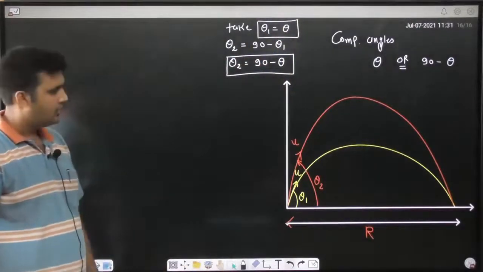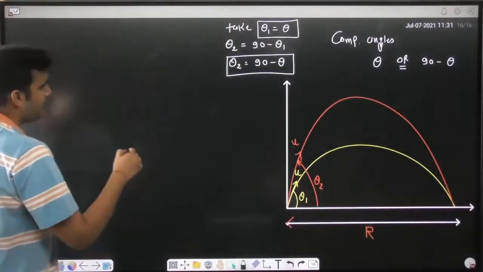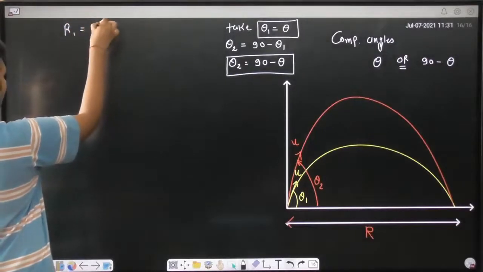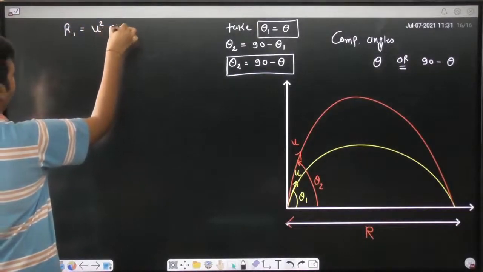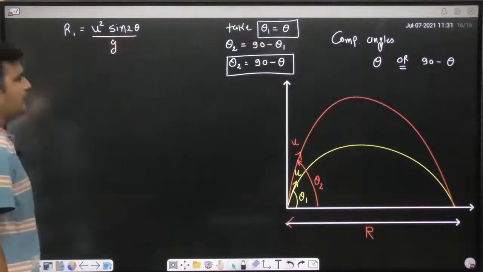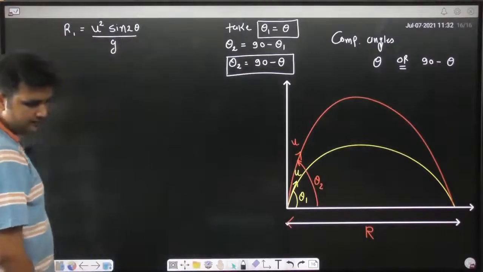Okay? Let's go further. So for the first case, if I am supposed to write the range R1, how can I write it? It is u square sine 2 theta upon g. Okay.